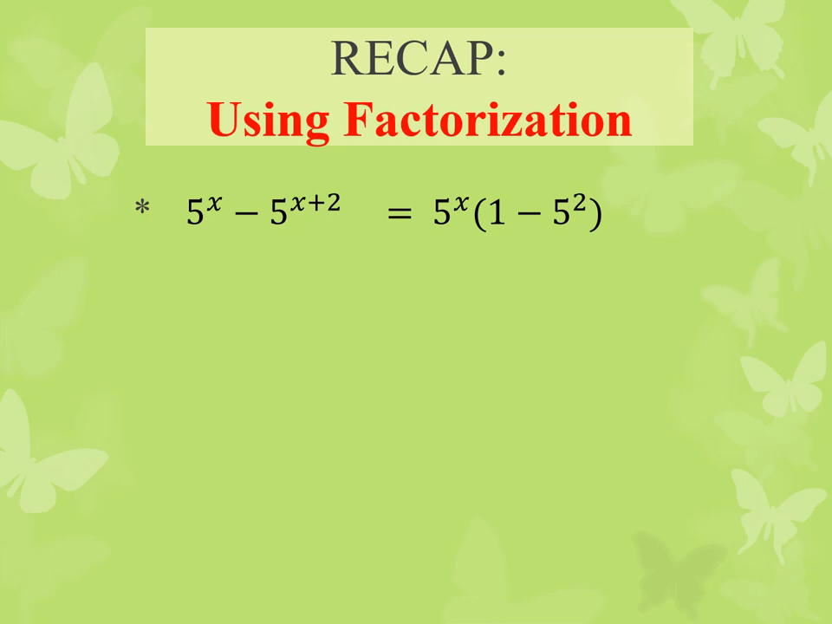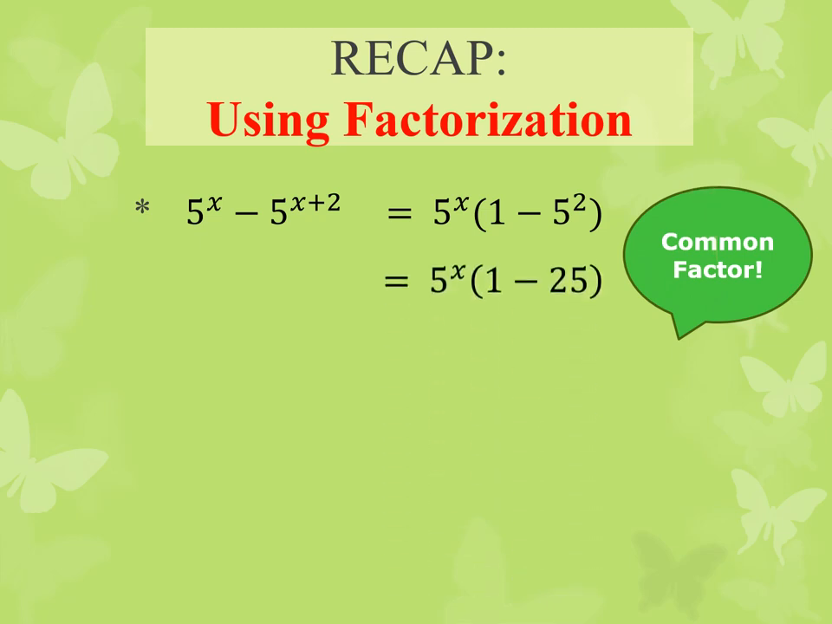The common factor is 5 to the x, such that you'll be left with open bracket 1 minus 5 squared, or 5 to the 2 for that matter, because you took out your common factor. And then you know that 1 minus 25 is minus 24, and therefore your answer is minus 24 multiplied by 5 to the x.